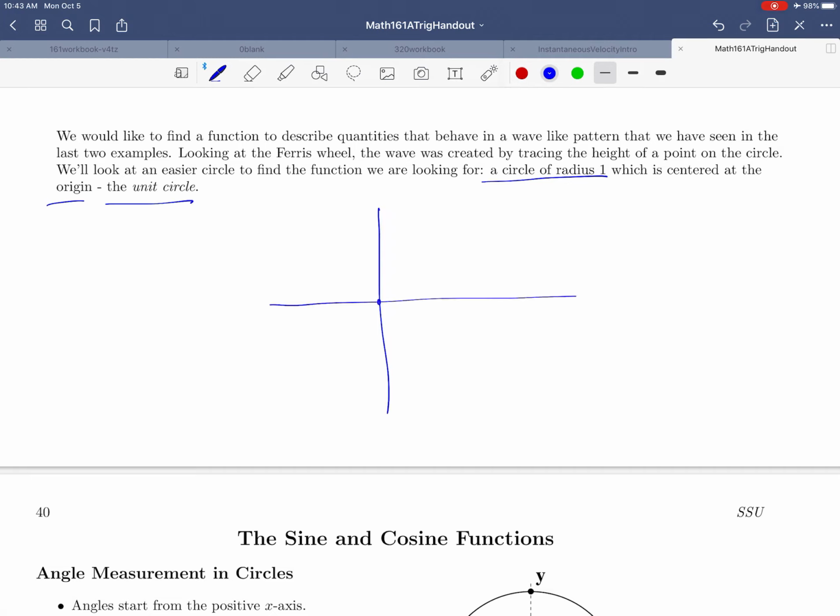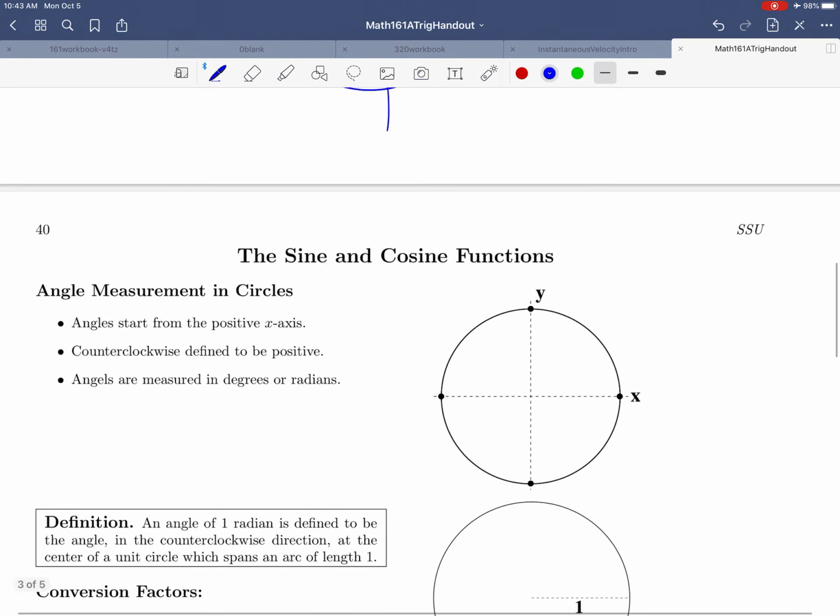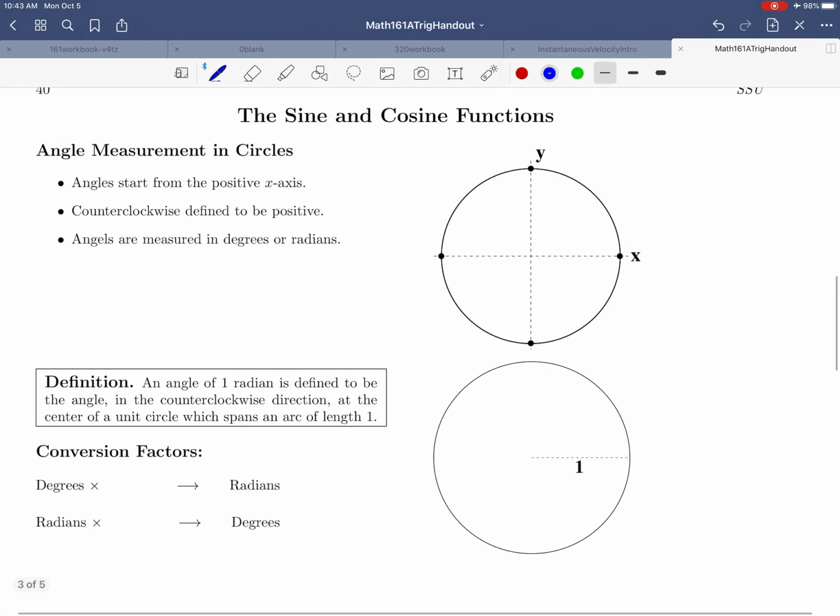So the unit circle is a circle that is centered at the origin and has radius 1, and we are going to trace a point as it moves around the circle to help us define these functions. But to do that, we need to first learn a little bit more about how to describe points on a circle. So that's what this video is going to be about.